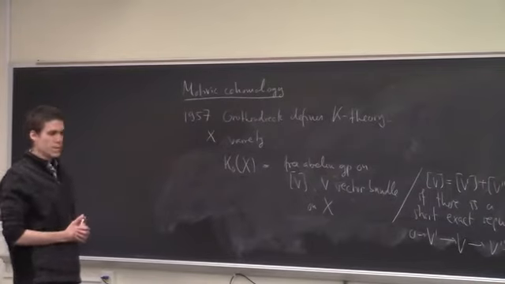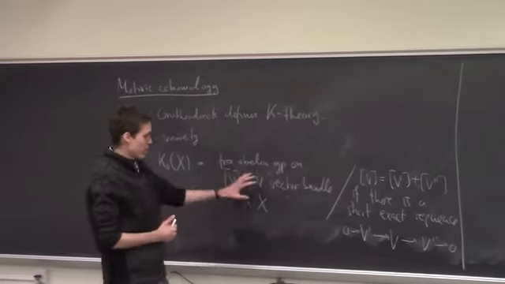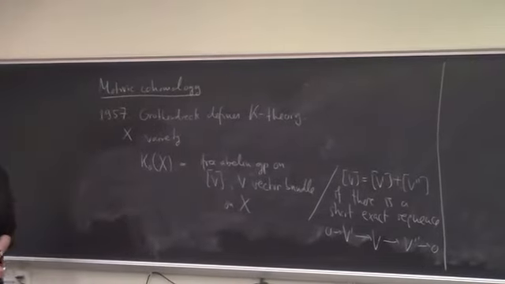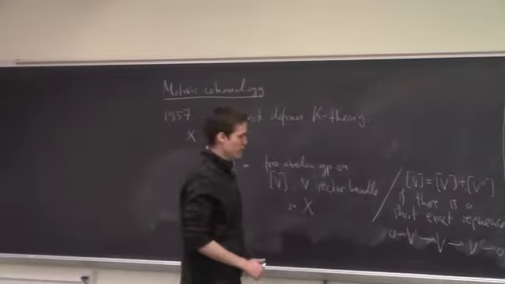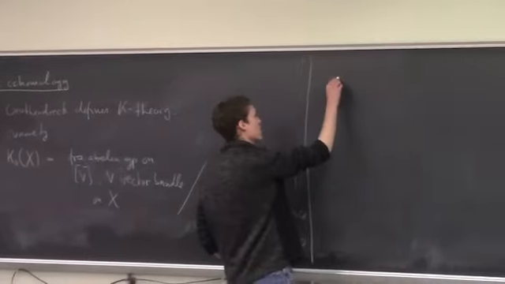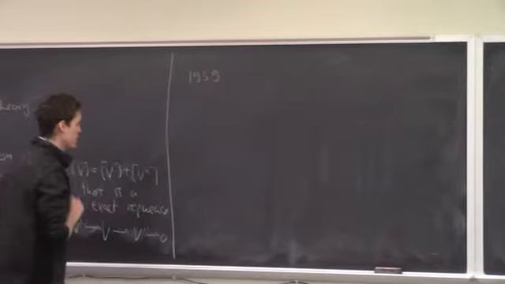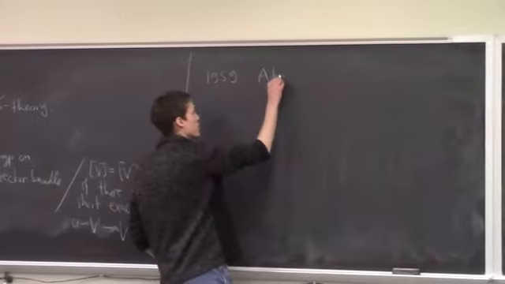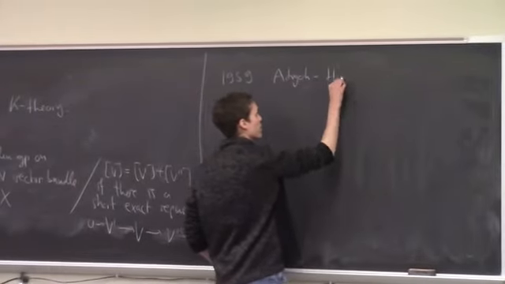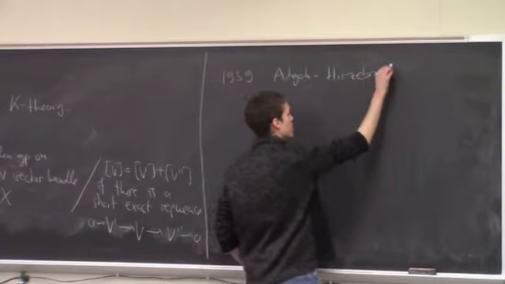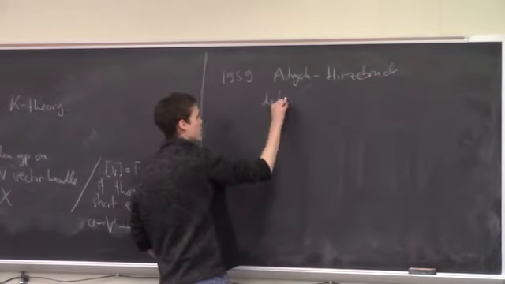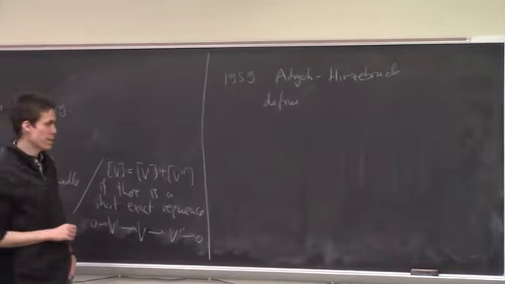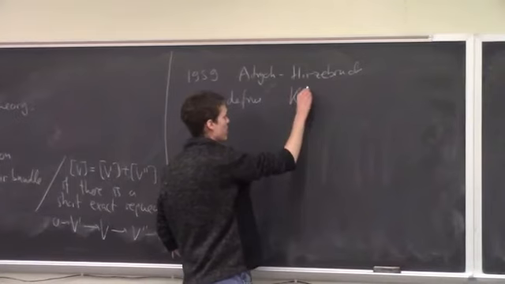So very shortly after this, if you look at this definition, this is something that could make sense in many other geometric contexts. And in fact, Atiyah and Hirzebruch in 1959 just imitate Grothendieck's definition, but when X is now a topological space.